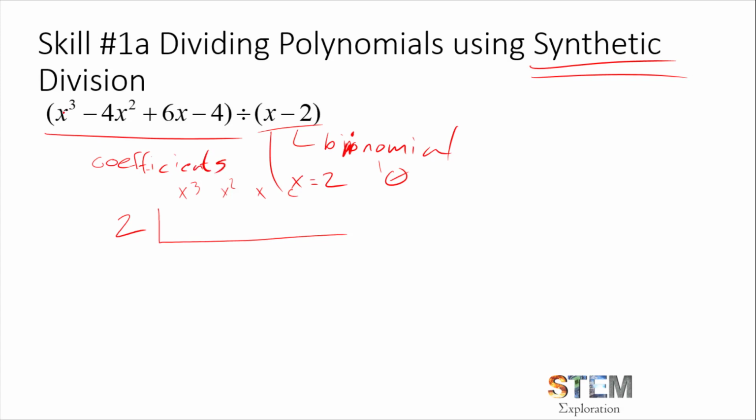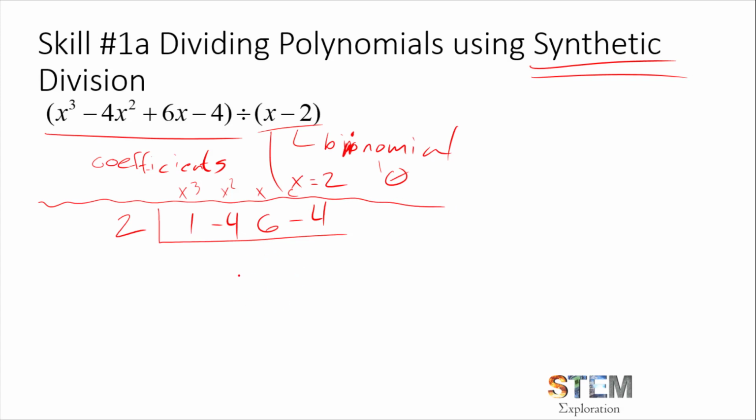The coefficient of x cubed is 1. The coefficient of x squared is -4. The coefficient of the linear term is 6. The coefficient for the constant is -4. Now this is all we're going to use here. We're going to use 2, and then we have this array of numbers.